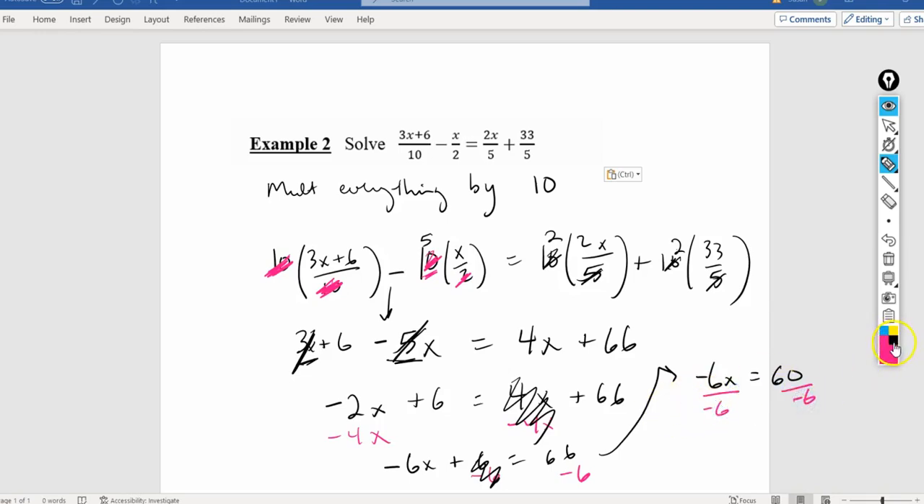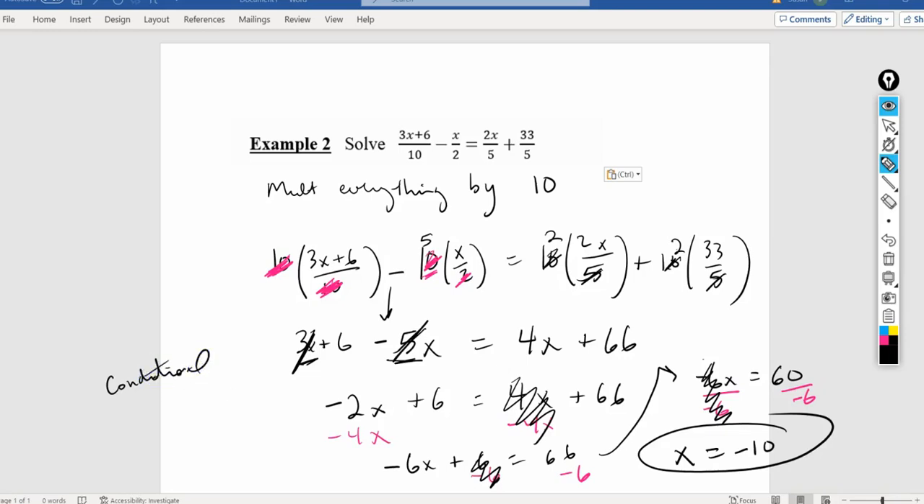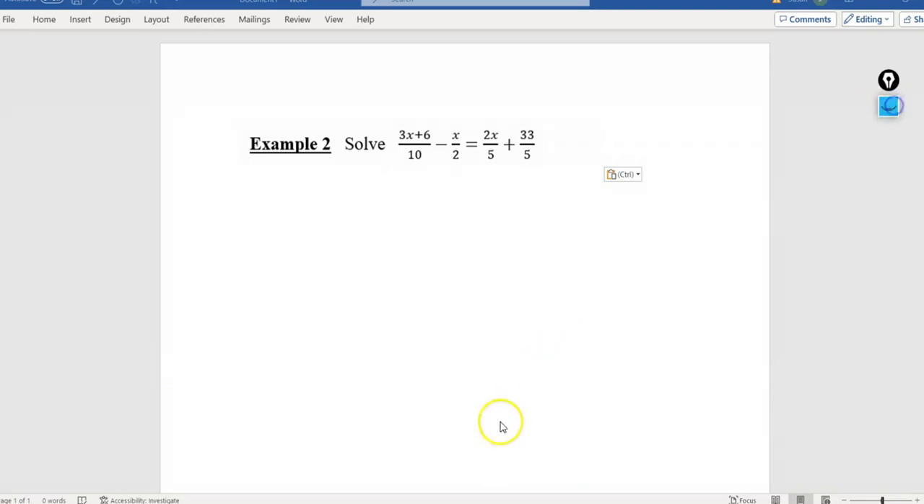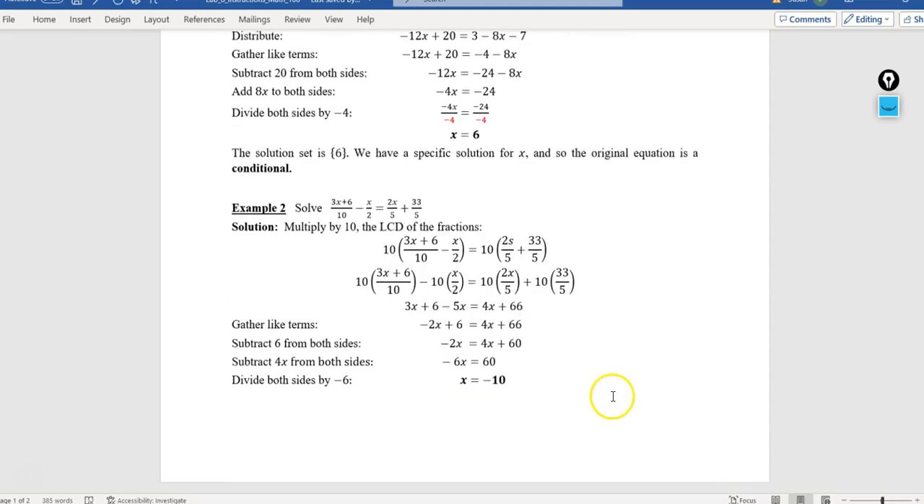All of these steps should be familiar to you. You should have met this kind of solving before you've come to this course. And 60 divided by -6 is -10. So once again, I have a single solution for x, and so this is a conditional equation.